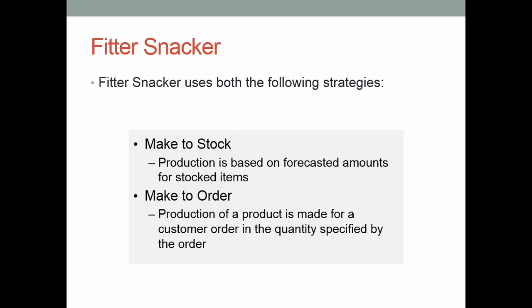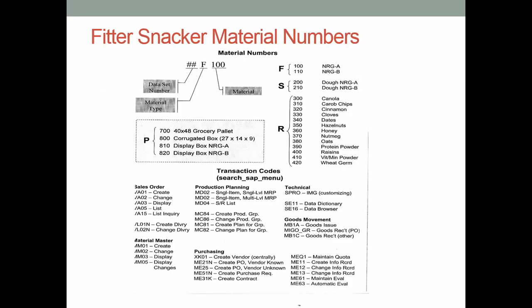Fitter Snacker uses both of the following strategies, make-to-stock production and make-to-order production, so we do both. These are our Fitter Snacker material numbers. When we look at the material numbers, you have your own unique number here. Then you have the type of material, whether it's a finished good, a semi-finished good, or a raw material, and then you have your number which follows it. So for example, F100 would be the NRG A bars. S200 would be dough for NRG A bars, and so on. And for raw materials, R300, for example, would be canola.